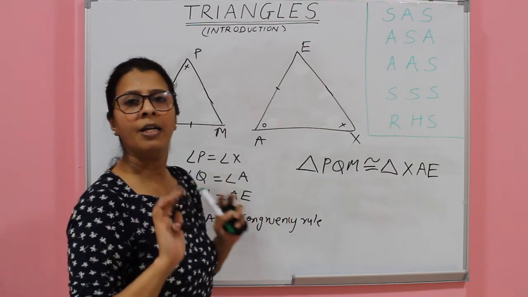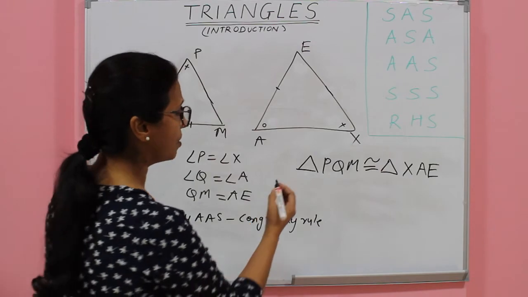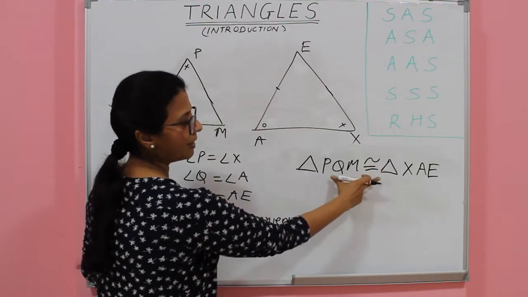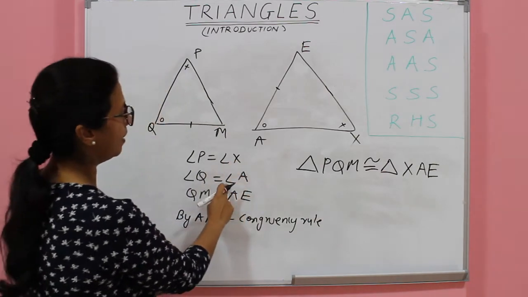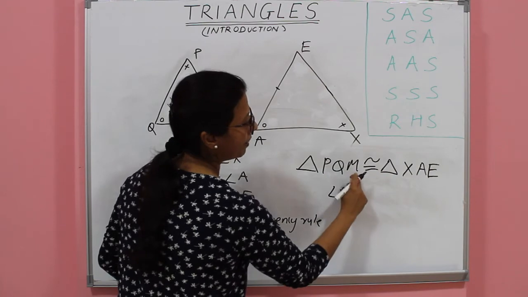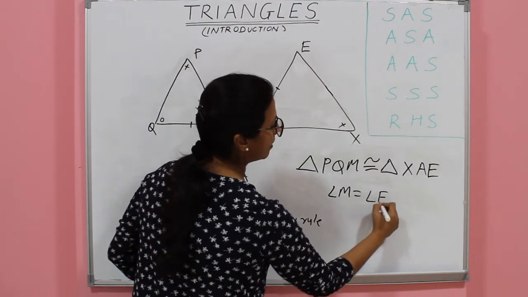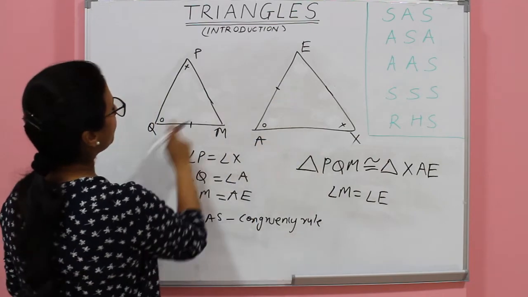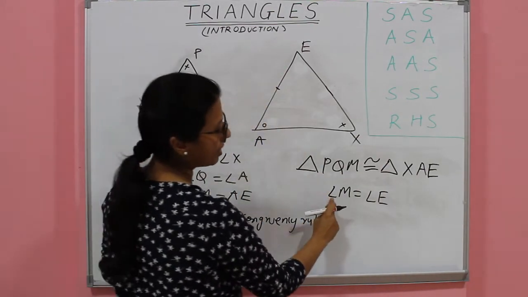Any two angles and a side will follow the congruency rule. AAS congruence, we have written the congruency and then we will write the CPCT. What is remaining? Two angles were given. The third angle is angle M, which will be equal to the third one, angle E. We got it as 80-80. Angle M is equal to angle E.